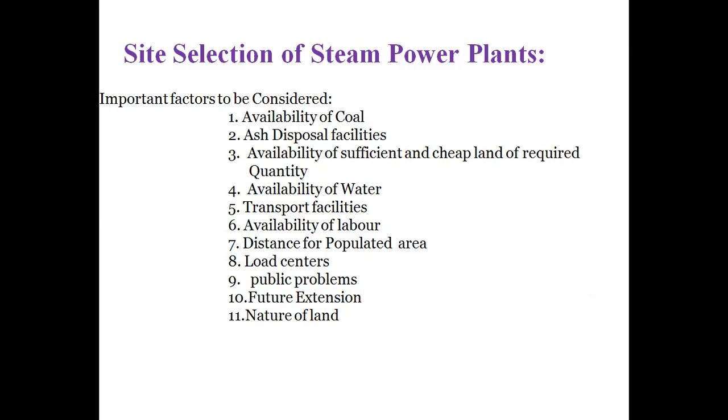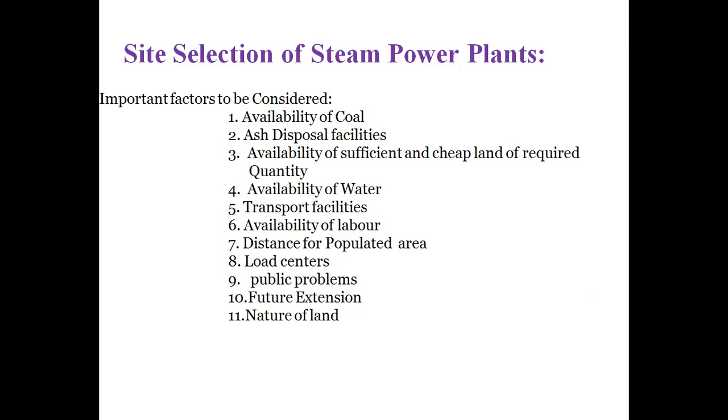And next one is the ash disposal facilities. In ash disposal, the ash handling is a very serious problem in the steam power plant, because the ash which comes out of the boiler is very hot and highly corrosive in nature. It affects the atmosphere through pollution, and mainly it is a serious health concern. Therefore, there must be sufficient space to deposit the large quantity of ash.